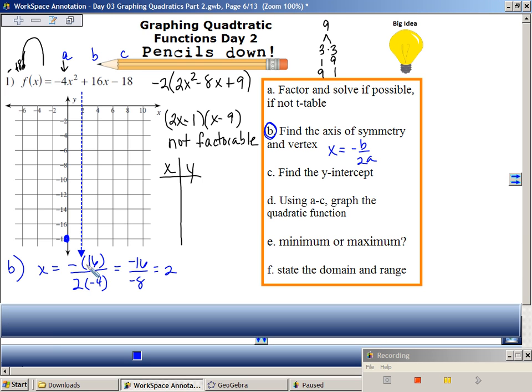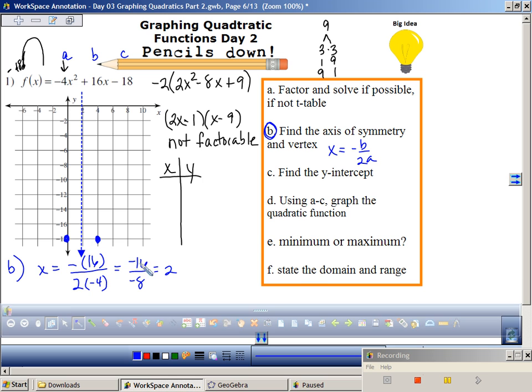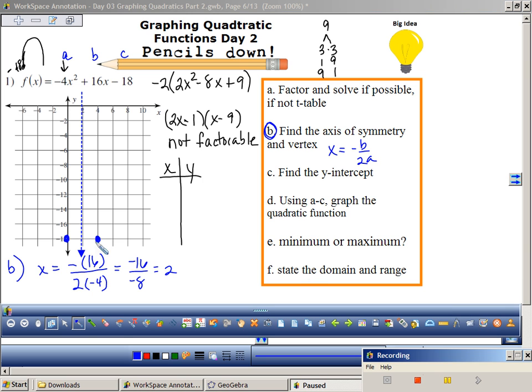So if that's my axis of symmetry, where's this point? 1 more over. Yeah? So is it unfolding? Okay, I know my axis of symmetry. I know it's pointing down. I know my graph's got to go something like this. Jose, how do I figure out, I know if I go over 2, that's my x value. How do I find my y value?